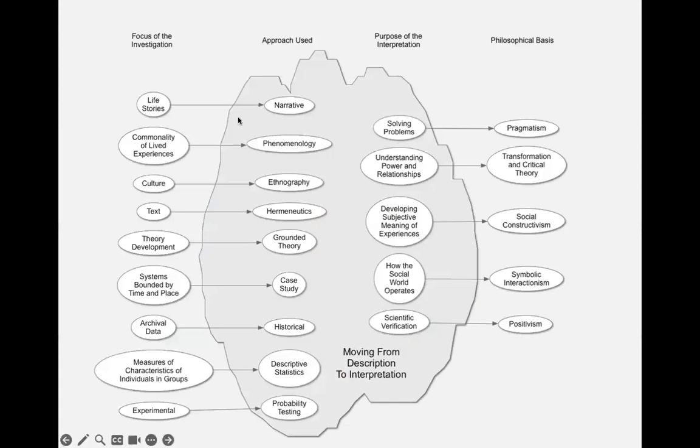So, always remember that this is moving from description to interpretation. So, when you have life stories, then the approach used is more narrative. If you're interested about commonality of lived experience, culture, text, theory development, systems, and things like that, archival data, this all pertains to a very specific approach that is used. But the same is true for interpretation. If your goal is to solve problems, to understand power and relationships, to develop subjective meaning of experiences, how the social world operates, and scientific verification.